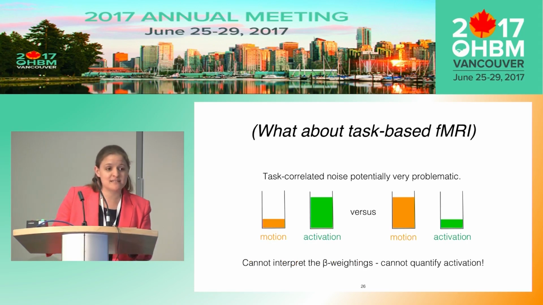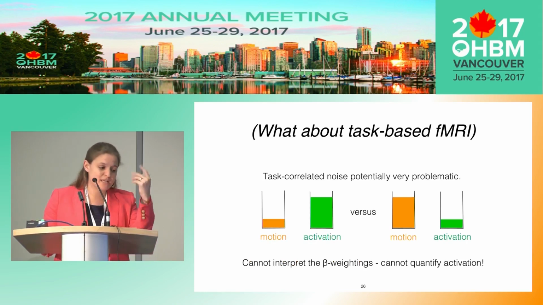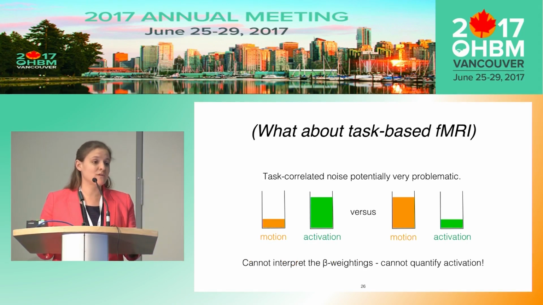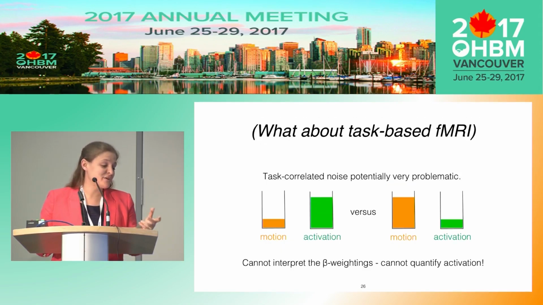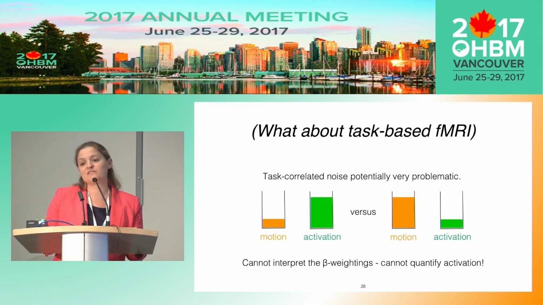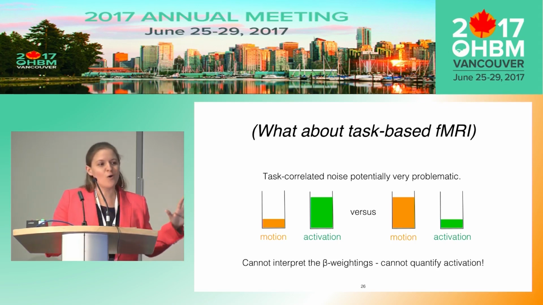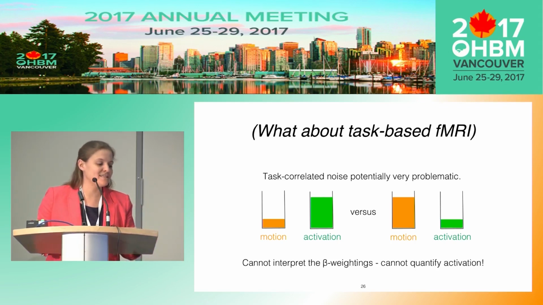In task-based fMRI, just as an aside, this is an extra big problem. It's come up in the questions here. If you have task-correlated noise, so head motion when you press a button, or you hold your breath when you do a visual task, if you can't discriminate between these two scenarios, if you can't interpret the beta weightings, you can't then quantify your activation. That's a whole separate talk that could be done on task-correlated noise, but I won't get into it here, but it is a challenge.